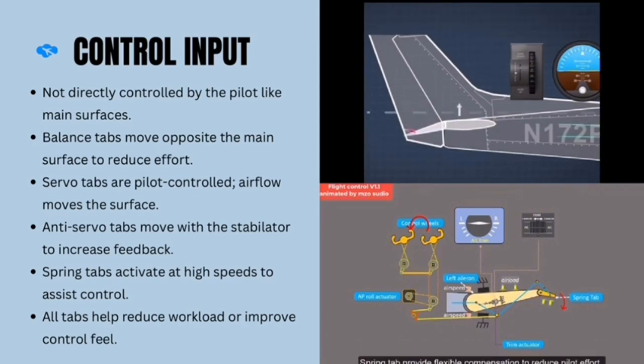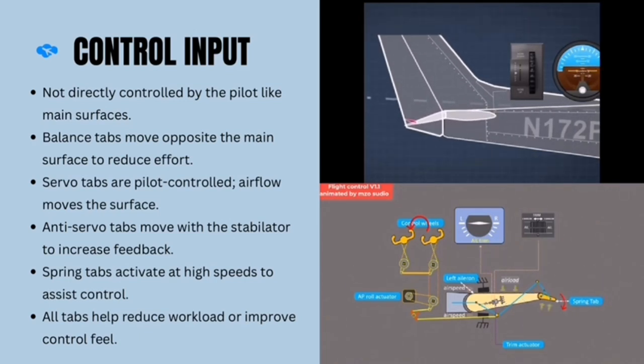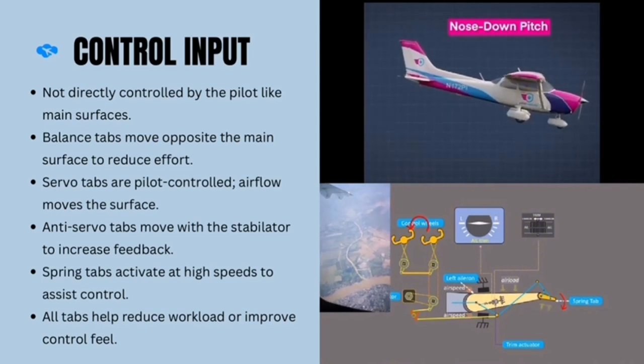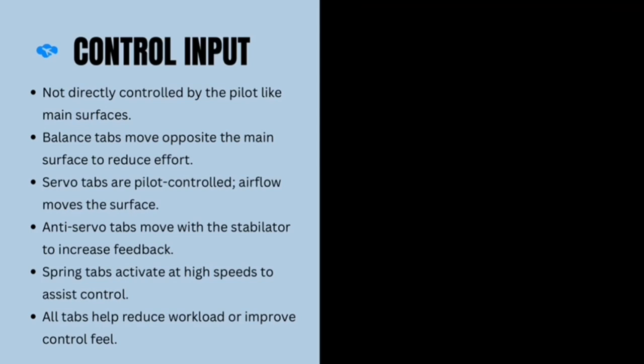And next, we got servo tabs, which are special. The pilots move the tab, and the airflow moves the control surface, reducing effort. And next, anti-servo tabs. They move with the stabilators and add resistance, preventing over-controlling. And lastly, we got spring tabs, which only activate at high speeds to assist the pilot when aerodynamic forces become stronger. In fly-by-wire aircraft, these tabs are used less often, but in mechanical systems, they play a big role in helping pilots fly smoothly and safely.